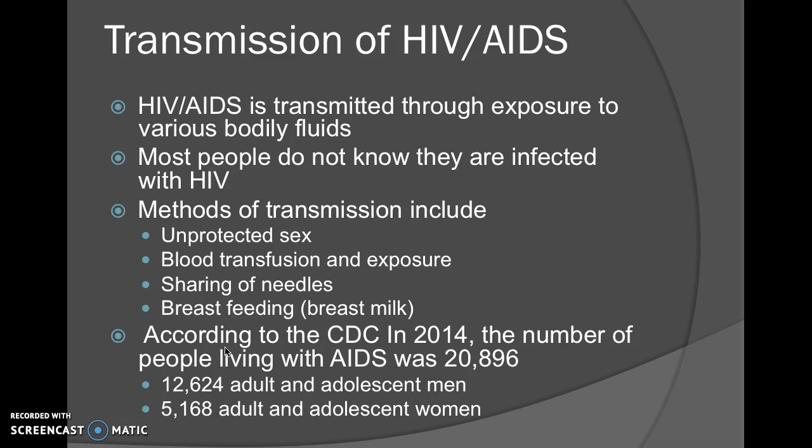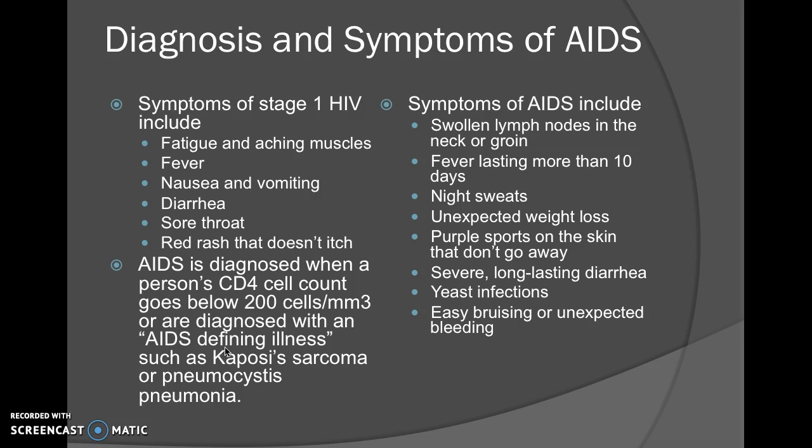Now, according to the CDC in 2014, the number of people living with AIDS was 20,896. Now, of that number, 12,624 were adult and adolescent men, and 5,168 were adult and adolescent women.